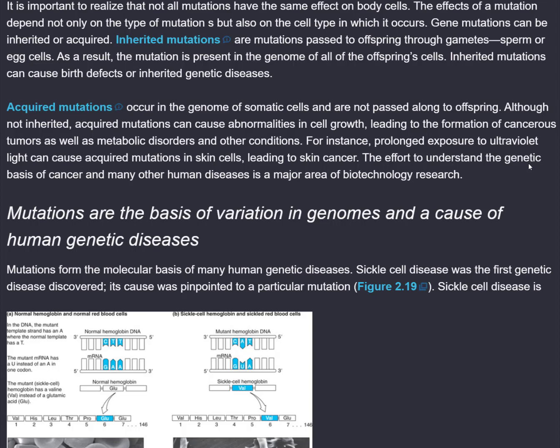Inherited mutations are mutations passed to offspring through gametes, sperm or egg cells. As a result, the mutation is present in the genome of all of the offspring cells. Inherited mutations can cause birth defects or inherited genetic diseases.